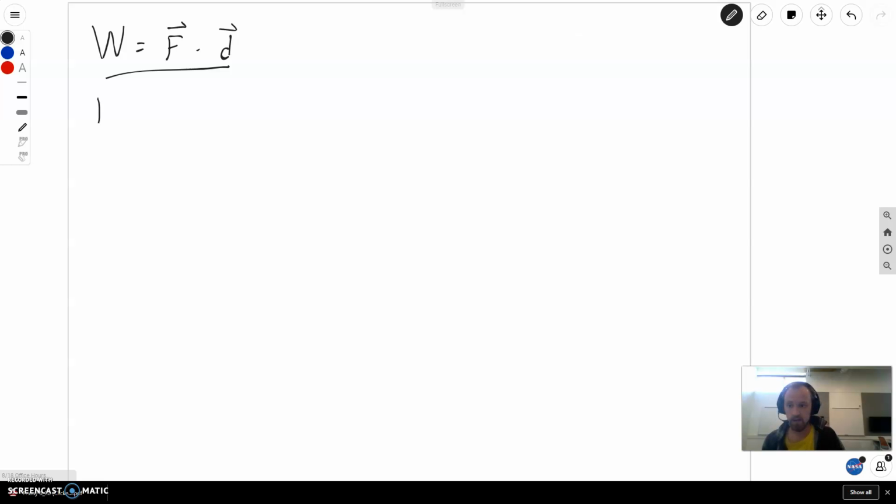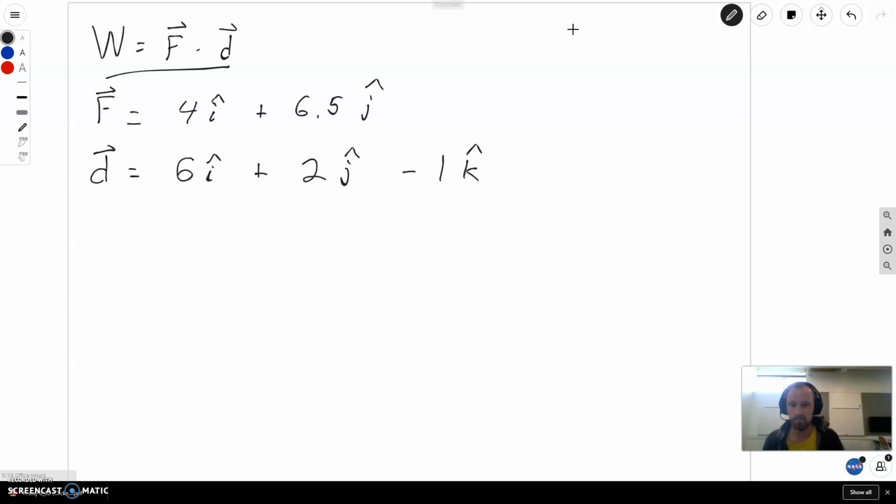And then it's saying, suppose we have a constant force that is equal to 4 I hat plus 6.5 J hat. It's constant because it doesn't depend on time. And then we want to push this object a distance of 6 units in the I hat direction, 2 units in the J hat direction, and -1 units in the K hat direction. So if I'm being really careful here, I should put 0 K hat for my force vector.